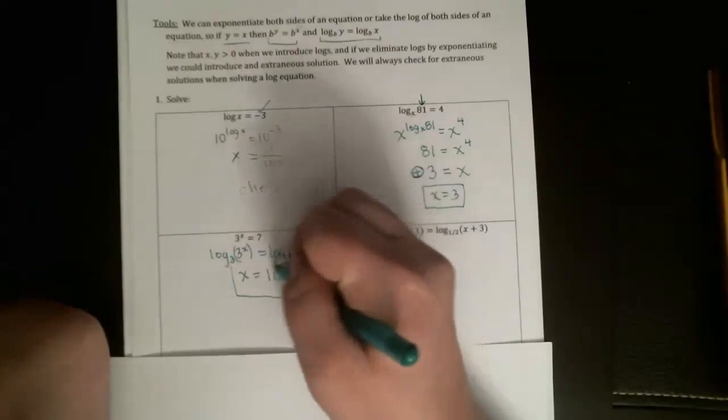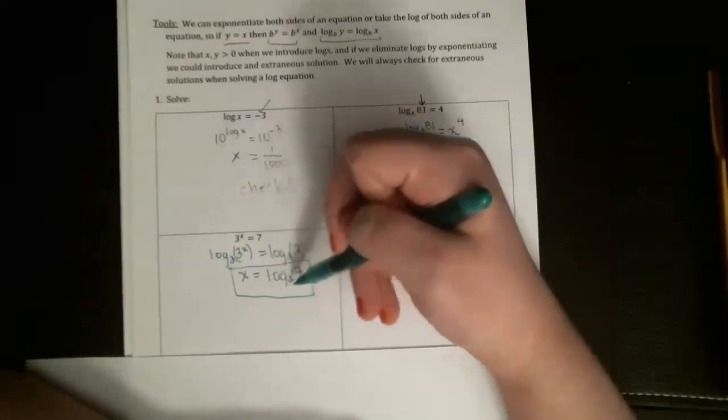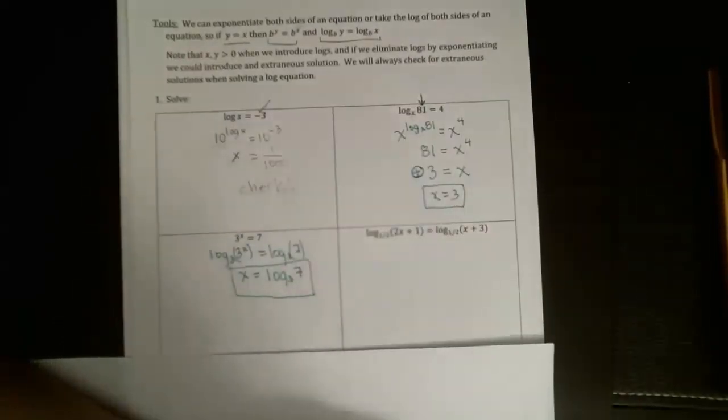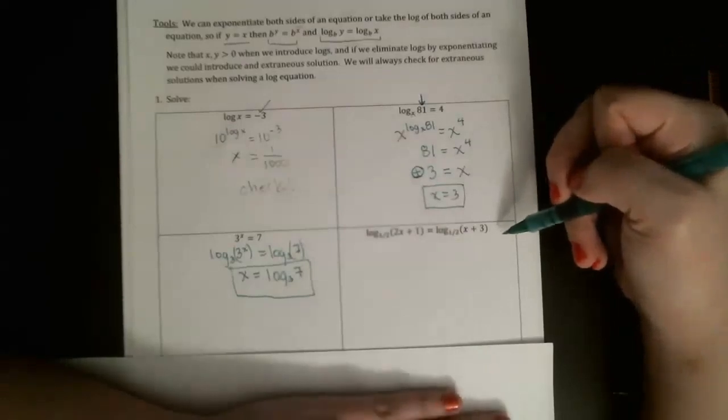That's one of the things you want to get used to in this section: your answers can involve logs. You just don't want any variables on this side. So the log base 3 of 7 is just a number, and that's a completely acceptable answer to an equation. So to get rid of logs, we use exponentials. To get rid of exponentials, we use logs. On the fourth one, we're back to a log equation.